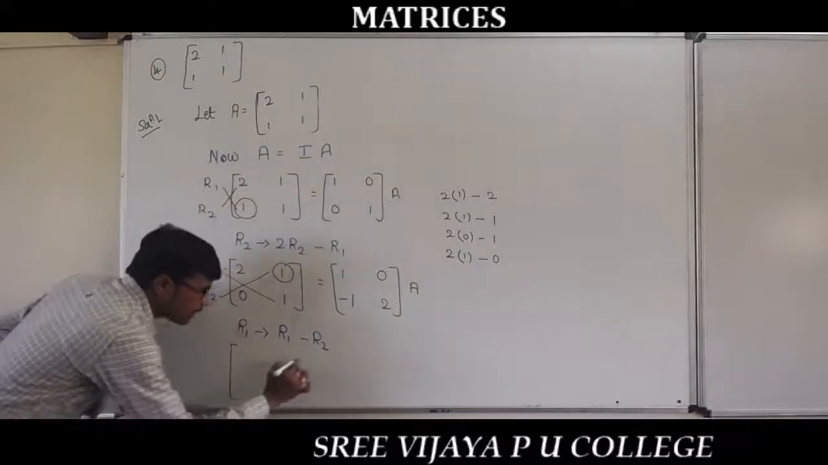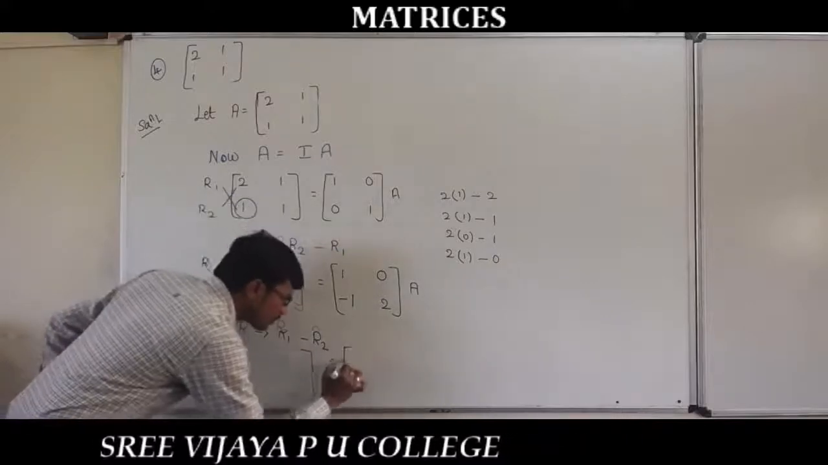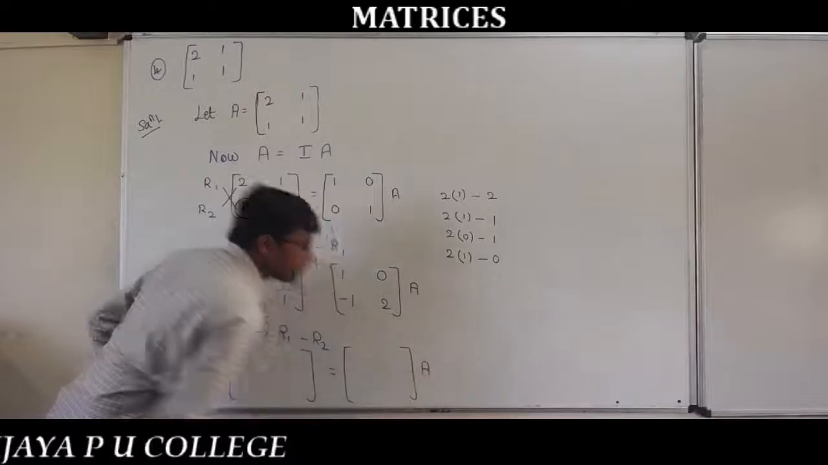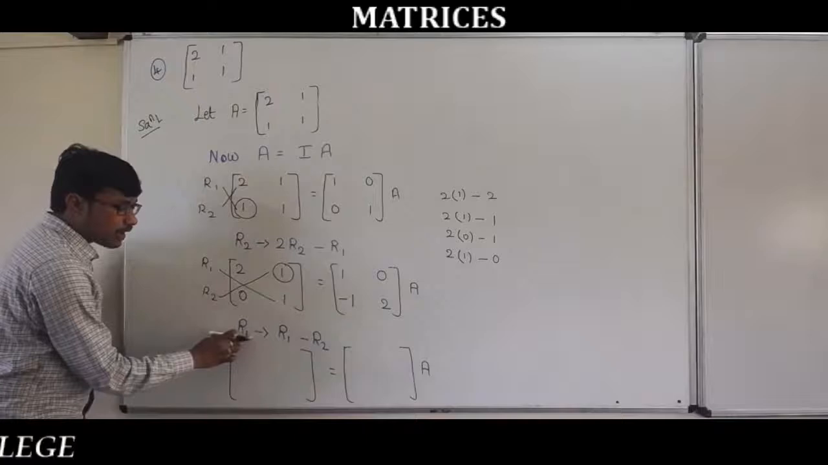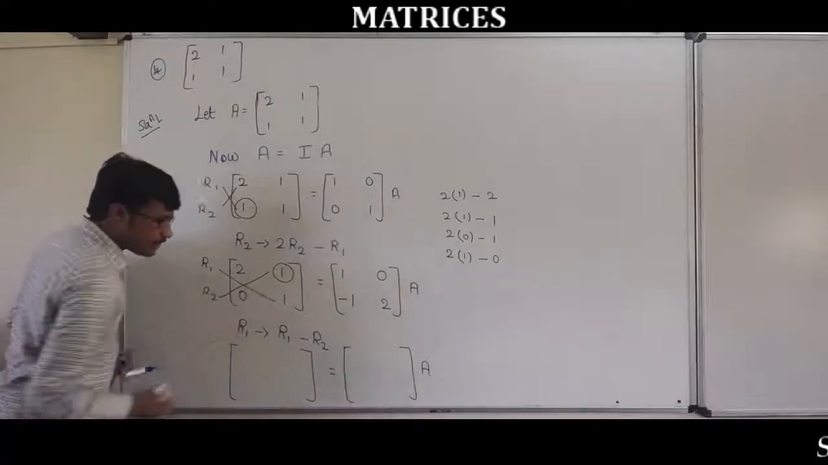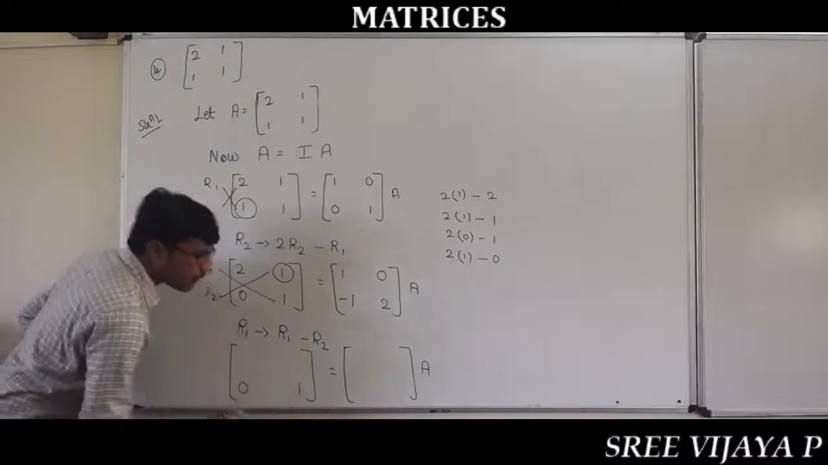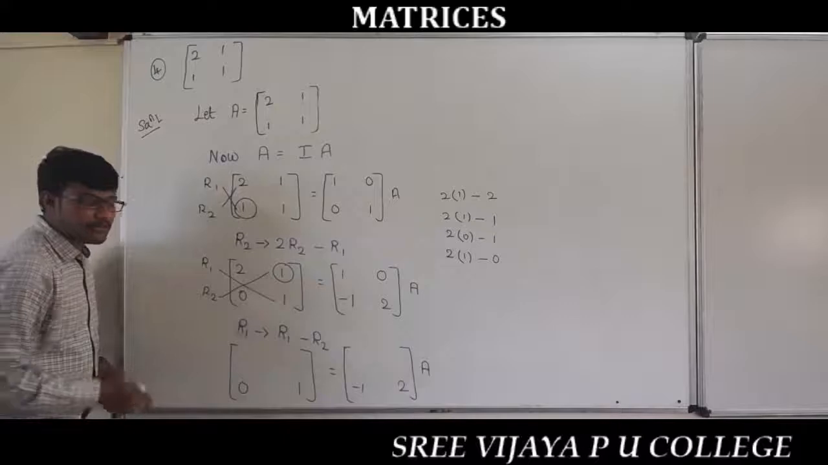Now you can write the next step. According to the elementary operation, R1 changes to R1 minus R2. So for this elementary operation, R1 will change, R2 will be as it is. First write that R2: 0, 1, minus 1, 2. So now R1 can be written as R1 minus R2.